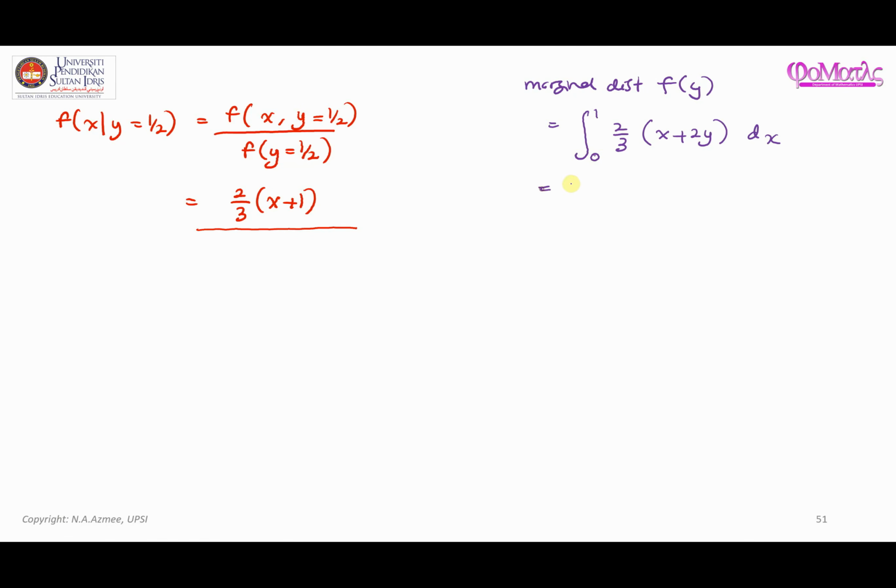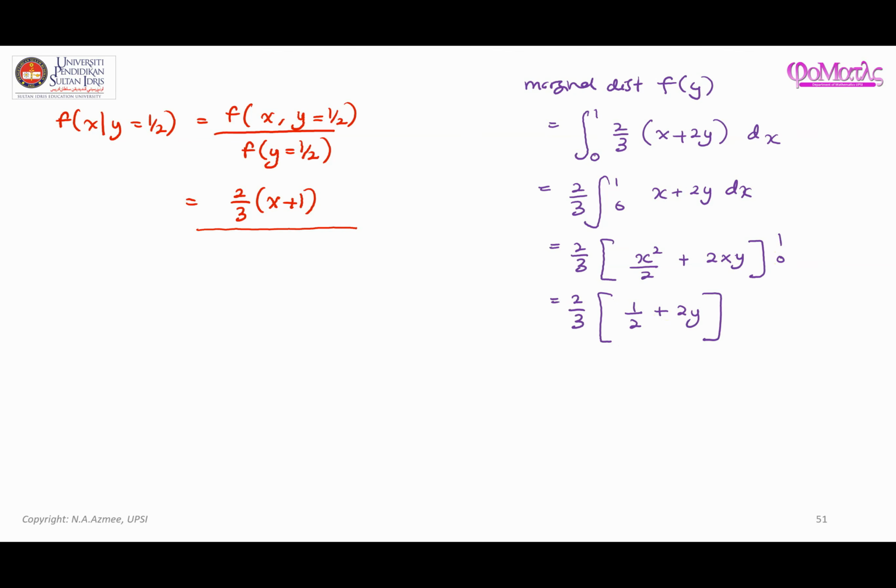Okay, so 2 over 3 is a constant, and we have the integral from 0 to 1 of x plus 2y dx, and if you integrate that, you will get 2 over 3 times x squared over 2 plus 2xy, from 0 to 1, and this is 2 over 3 times 1 over 2 plus 2y.